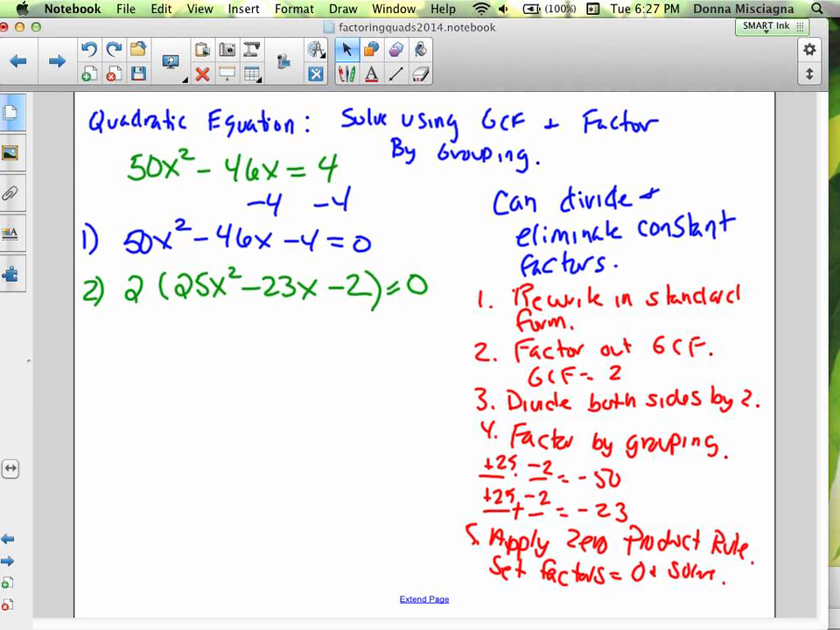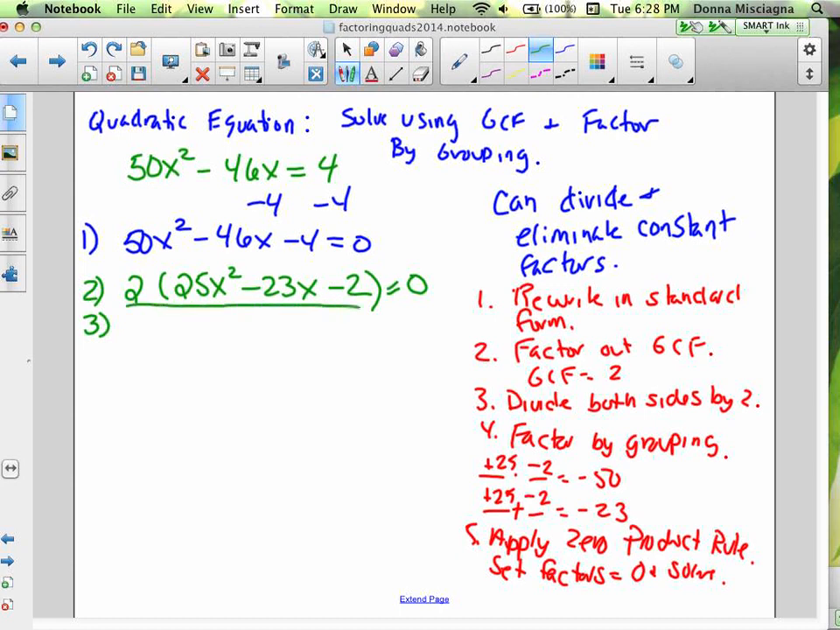All right, so we've pulled out our greatest common factor. Let's call this step 2, and now we have step 3 here. We can just divide both sides by 2. And so that 2 cancels, and 0 divided by 2 is still 0. So now we've got 25x squared minus 23x minus 2 equals 0. All right, so now we have something smaller to work with. Our A is 25.